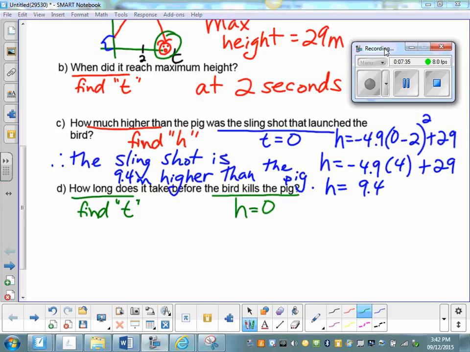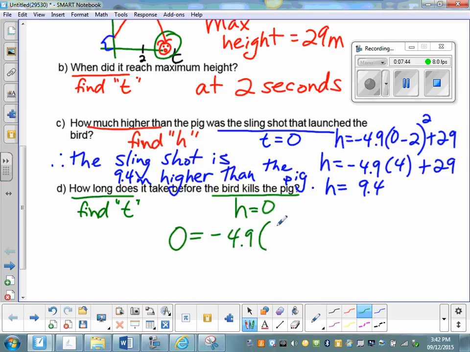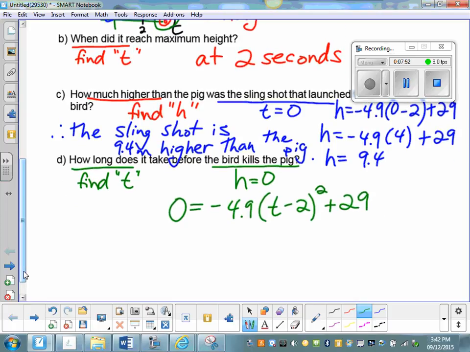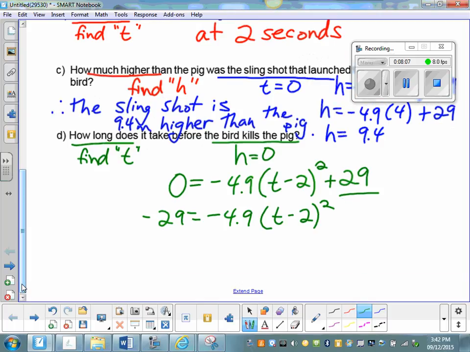This one's going to be a little bit messier. So if I take the equation that I had at the start, I'll put 0 in for h. T minus 2 squared. So there's our equation with 0 substituted in for h. Now I need to get the t by itself. So I have a lot of things I have to move away from the t. I'm going to move this 29 to the other side first. So that's going to become negative 29 on the other side. Now I'm going to move this negative 4.9 to the other side. It's multiplying by the bracket, so I'm going to divide it on the other side.